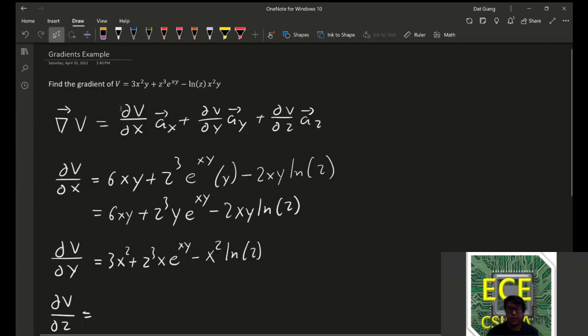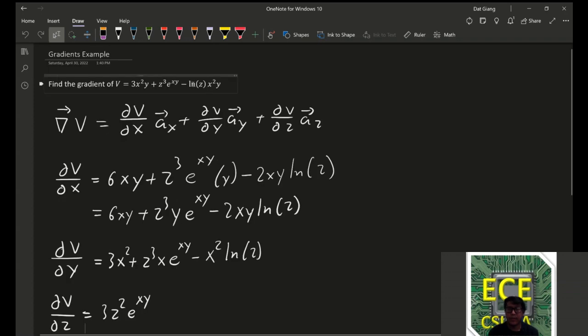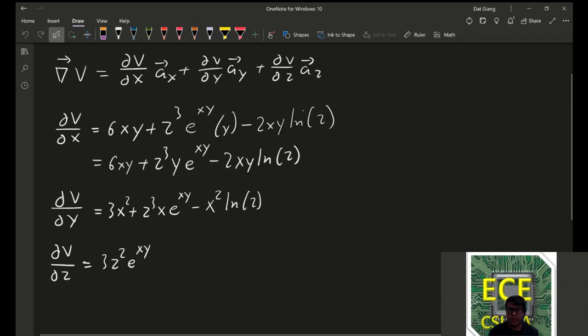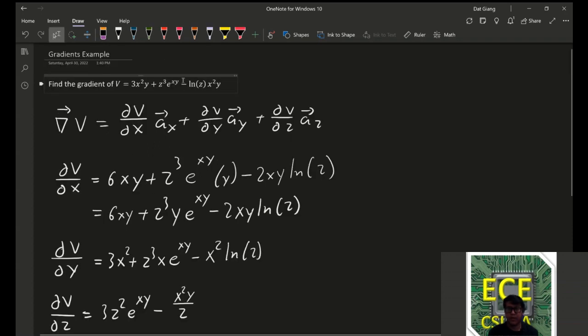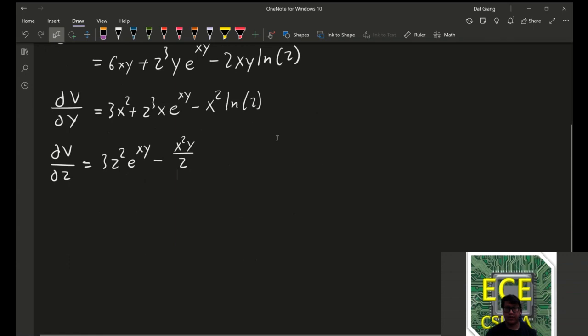Now, we then have the partial derivative of v with respect to z. In this case, the first term disappears because there's no z. The second term, we have 3z squared e to the xy. And lastly, we have minus ln of z x squared y. So this gives us minus x squared y divided by z, because the partial derivative of ln of z is just 1 over z.